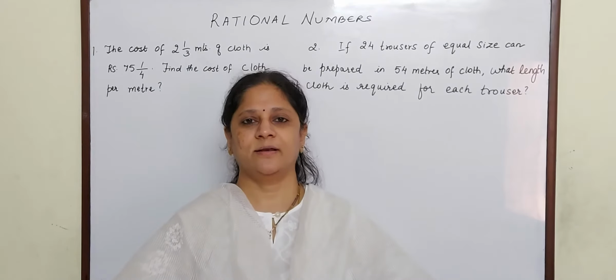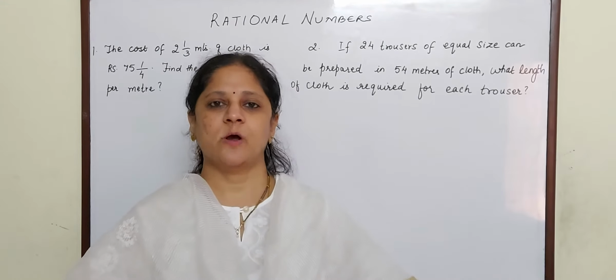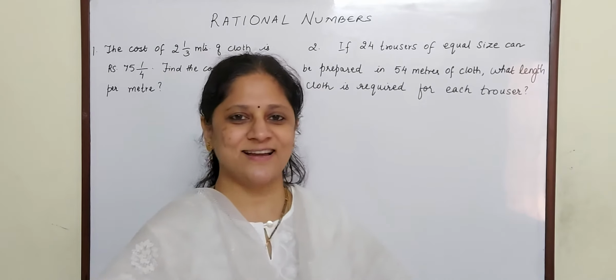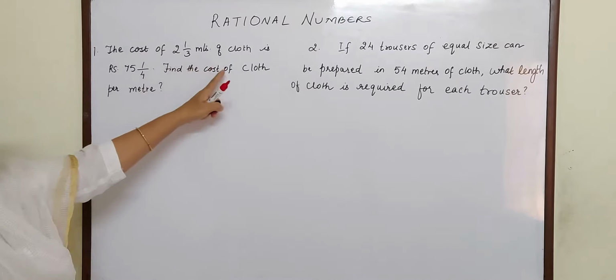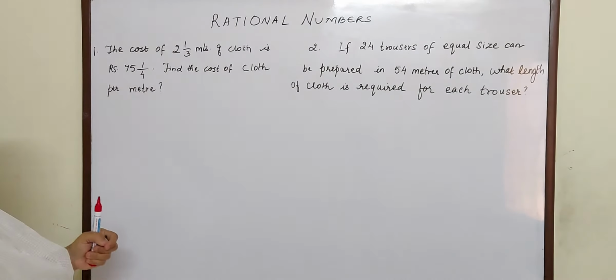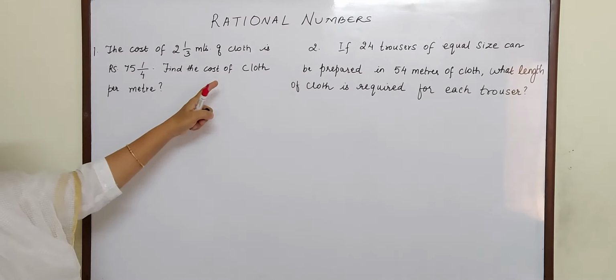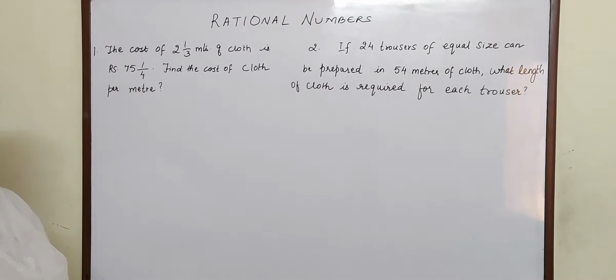So today children, we are going to do word problems on rational numbers. Let us start. The cost of two 1/3 meters of cloth is rupees 75 1/4. Find the cost of cloth per meter.